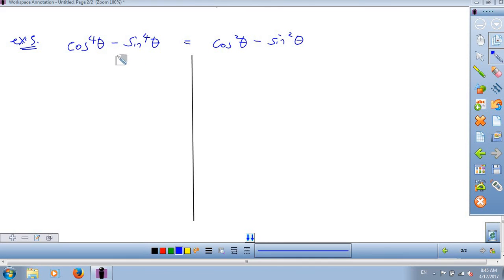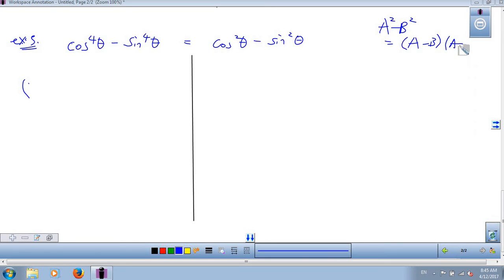Well, if you remember how to factor the difference of squares, that's exactly how we can go ahead and factor this. Remember, a squared minus b squared equals a minus b times a plus b. So that's how we factor difference of squares. So cosine to the 4th power minus sine to the 4th power is cosine squared theta minus sine squared theta times cosine squared theta plus sine squared theta. That's basically just what that is.